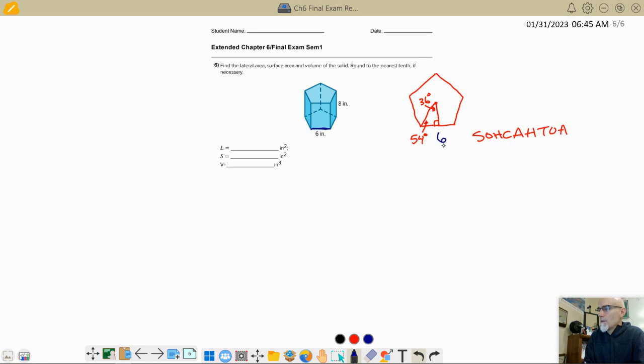So I'm getting ahead of myself because I can get the lateral area without finding anything particular about the base. Well, I need the perimeter of the base, but it's giving me a side length. So there's 6, 6, 6, 6. There's 5 6s going around the base. So the perimeter is 6 times 5. Since there's 5 sides at 6 each, that's 30 inches. The lateral area is the perimeter of the base times the height. And they gave me the height right over here, right? So I just need to go 30 times 8.